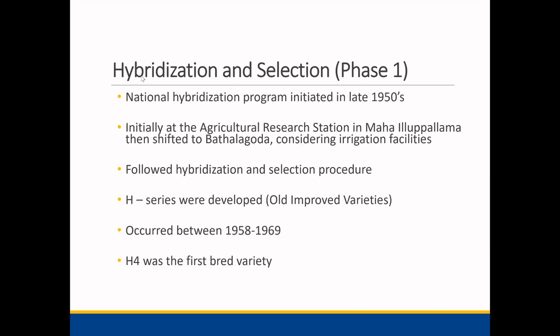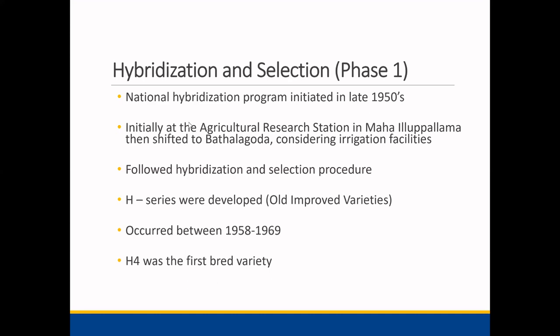Okay. So this hybridization and selection process to improve rice varieties in Sri Lanka occurred in 2 phases. You can guess why 2 phases, because you know that we had old improved varieties, OIV, and then newly improved varieties. Both of them are produced through this hybridization and selection process.